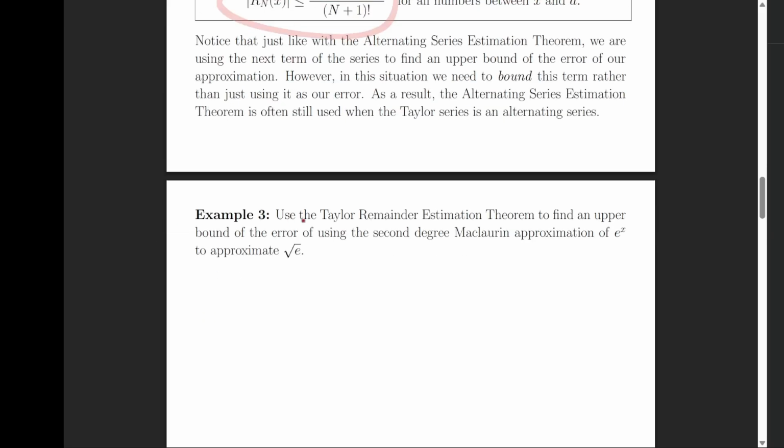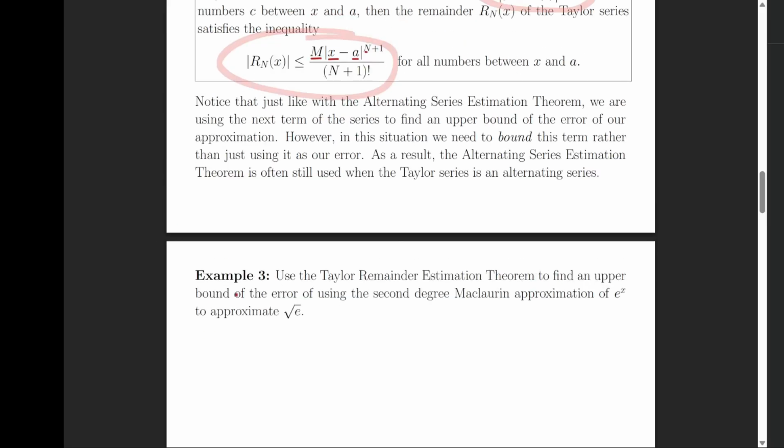So read the question, right? Use the Taylor remainder estimation theorem to find an upper bound of the error of using the second degree Maclaurin approximation of e to the x to approximate the square root of e. So immediately, Maclaurin, second degree, and then this stuff, right?